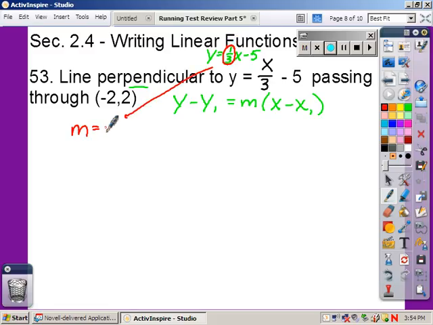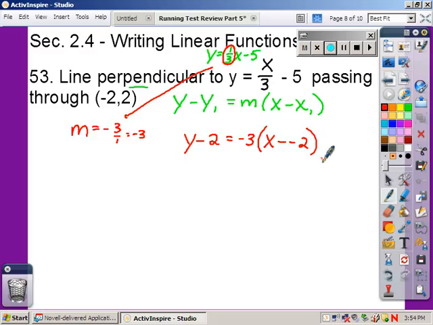That is negative 3 over 1. Or in other words, negative 3. So now I have the slope and I have a point. I'm ready to use this formula. y1 is 2. m is negative 3. And x1, notice I wrote the x minus, x1 is negative 2.